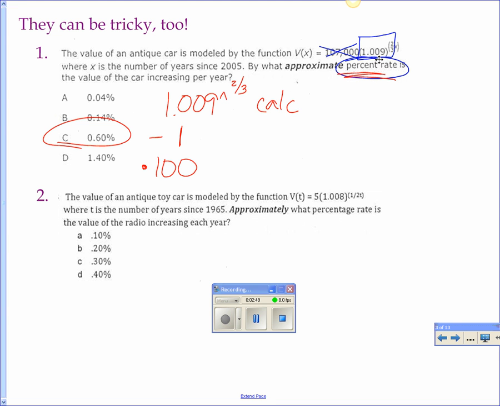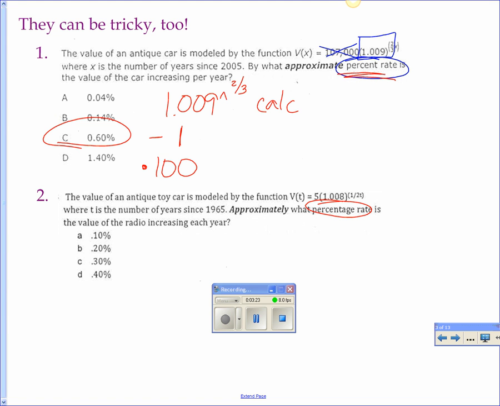All right. Number 2, the value of an antique toy car is modeled by the function v of t equals 5 times 1.008 to the 1/2 t, where t is the number of years since 1985. Approximately what percent rate is the value of the radio increasing each year? Hey, keep looking for your calculator. All right, so let me call on somebody. How about Chad? What word do I circle? What are they asking for? Very good. Percentage rate.